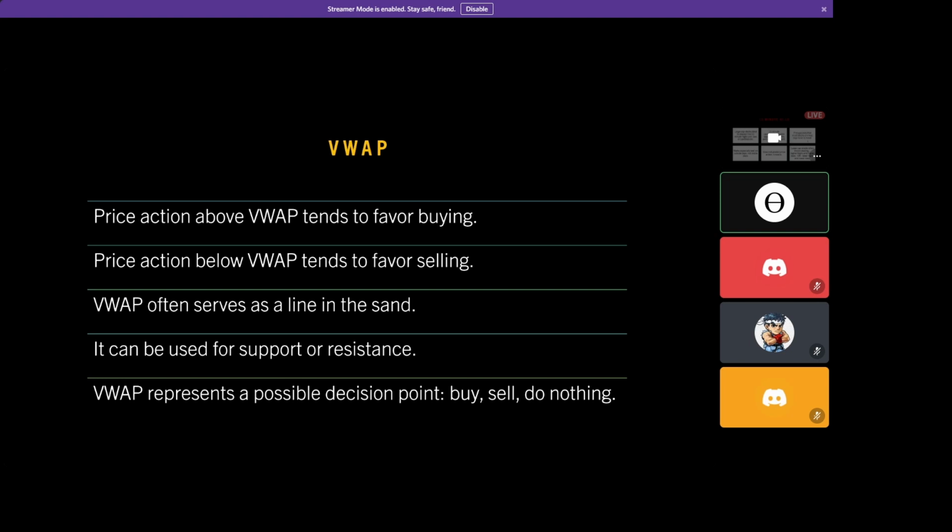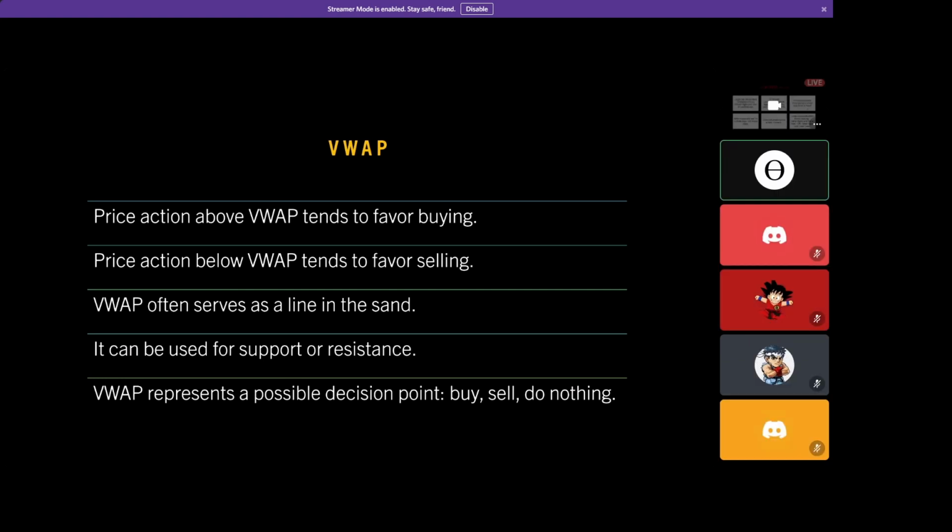Before people yell at me angrily saying that's just not how you use VWAP, I'm simply highlighting general phenomenological trends. Of course, there are situations when VWAP is used differently, but generally, that's how I think about VWAP, and I use the VWAP in confluence with many other indicators. VWAP serves as a line in the sand.